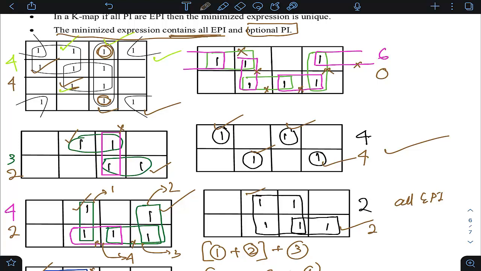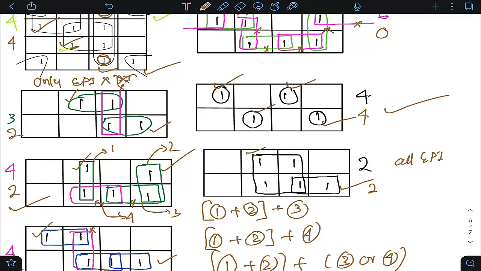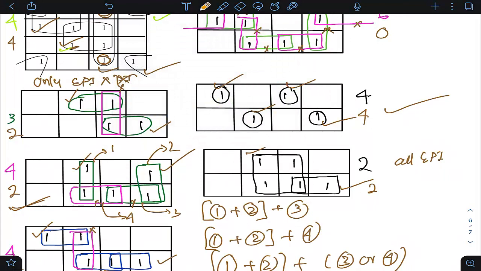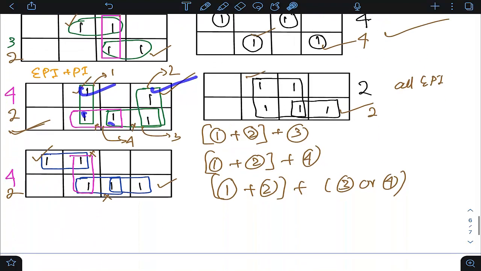So the minimized expression here contains only EPI. Only EPI, because if I consider all EPI, then all the min terms are covered. So I don't have to take any PI here. In this one, if you observe, I am taking EPI, and I am also taking PIs. So these are EPI and one PI I have to take.